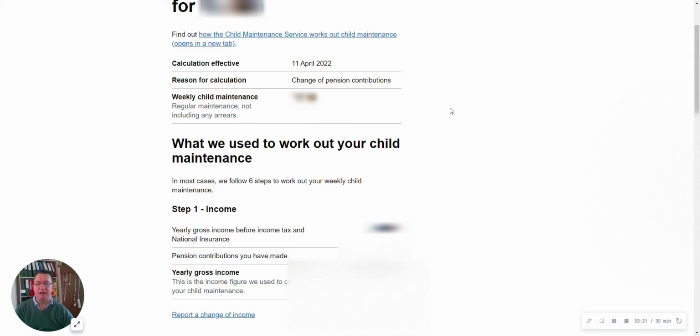And you can see, as I said earlier, my calculation is effective from the 11th of April because that's my annual review date. And what would have happened is they would have done my annual review, but because it's a pension contribution, they have to take it from the start of the tax year. So they've backdated that, and it's one of the few circumstances where CMS actually backdates something. So it's the 11th of April because that's my review date, but they probably didn't process it.